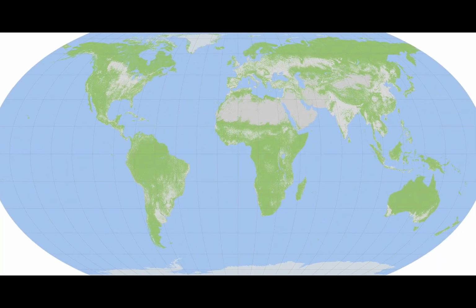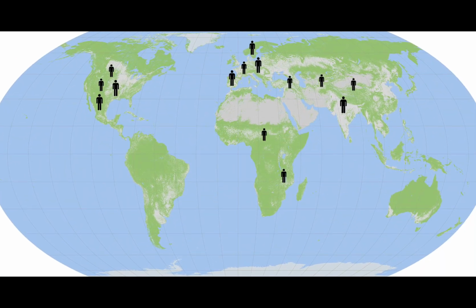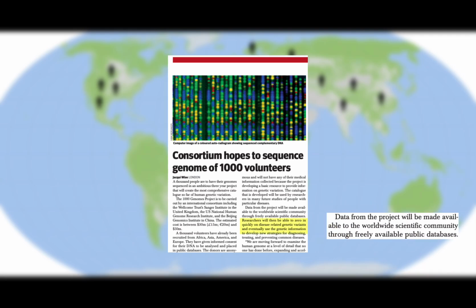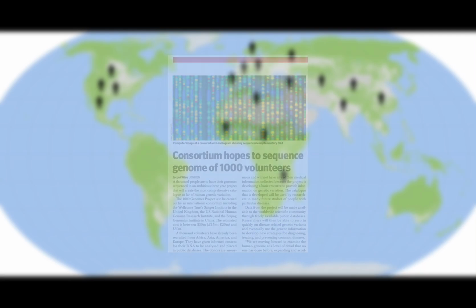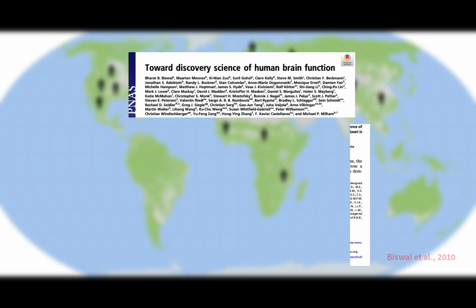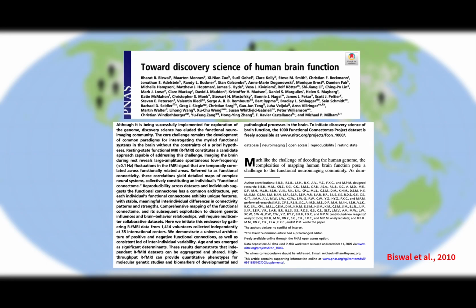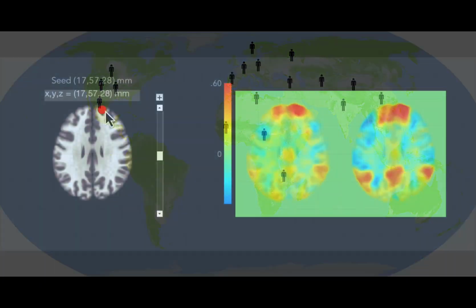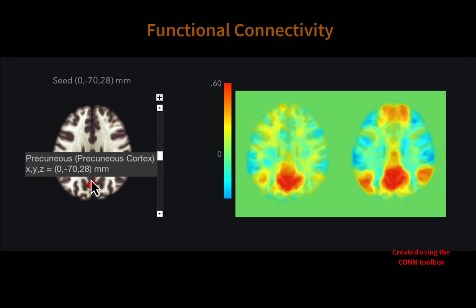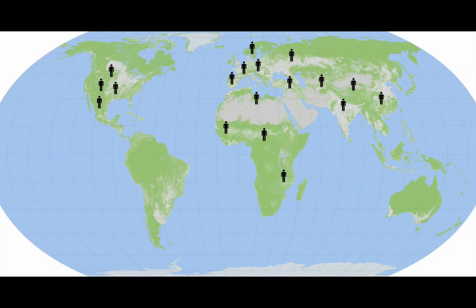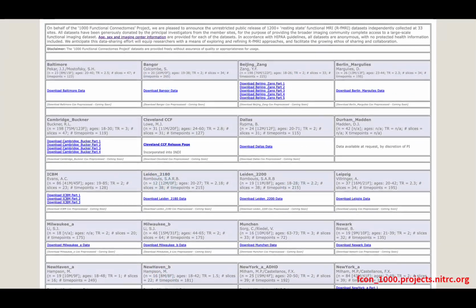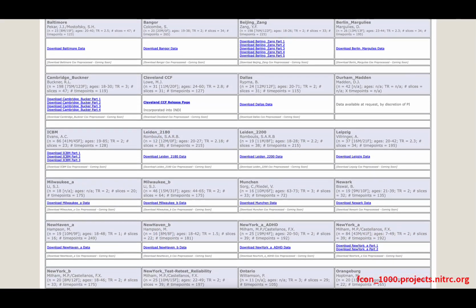Back in 2008, 1,000 volunteers from around the world agreed to have their genome sequenced and the data made available through public datasets. 2 years after that, neuroscientists Bharat Biswal, Michael Milham, and their colleagues published a similar proposal to collect data about the functional connectome, a map of how brain signals correlate in different areas, an idea known as functional connectivity.